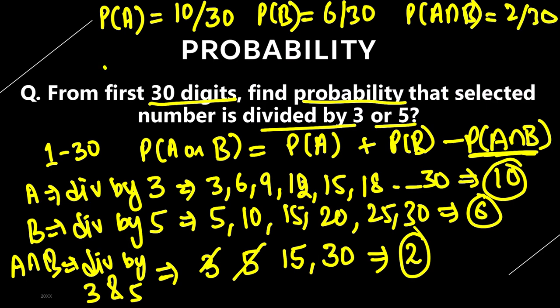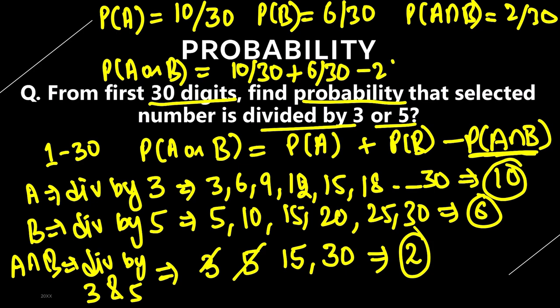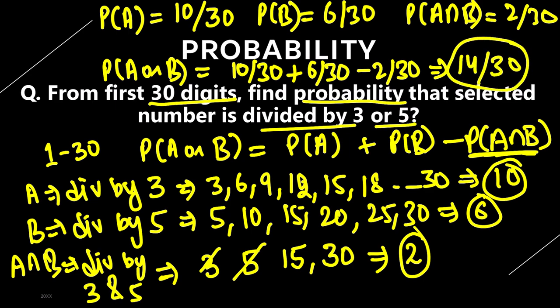So now what is the probability of A or B? Probability of A or B is 10 by 30 plus 6 by 30 minus 2 by 30. So you will get 10 plus 6 minus 2, that is 14 by 30. Right? So 14 by 30 is the answer.